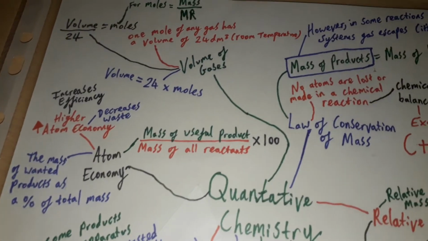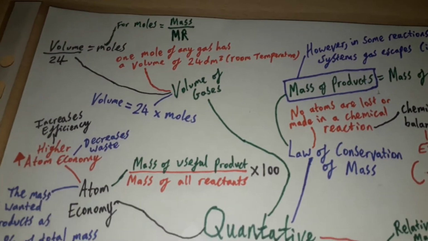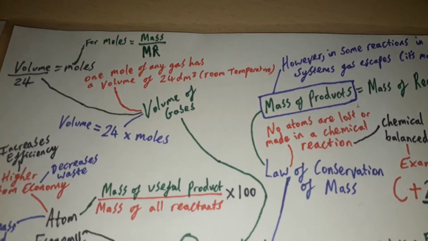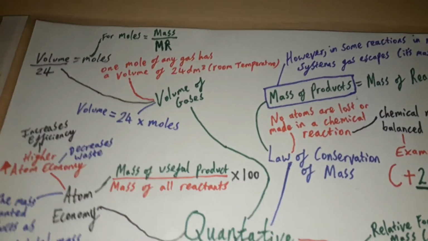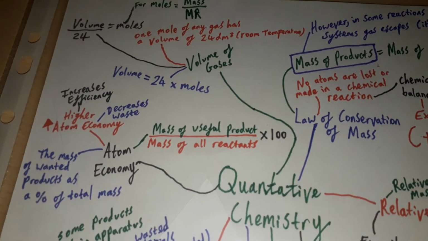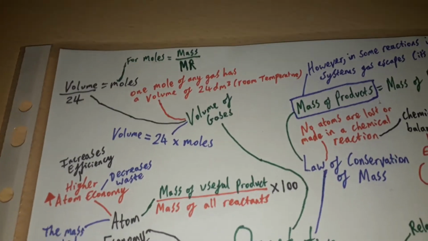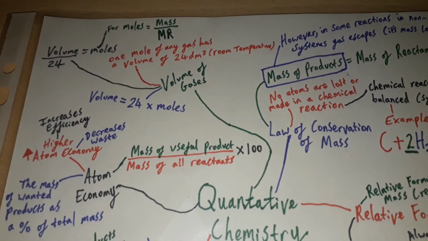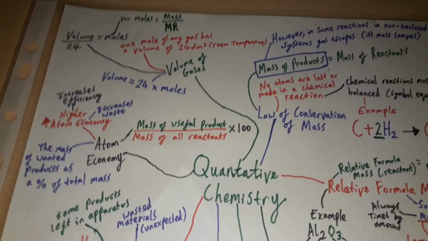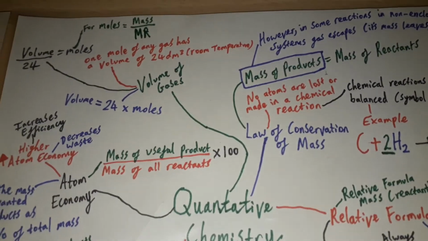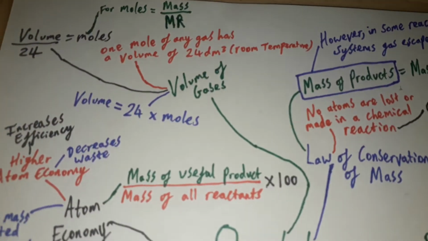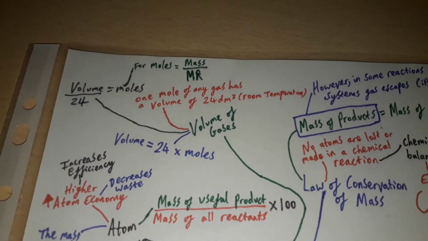So yeah, next let's look at the volume of gases. 1 mole of any gas has a volume of 24 decimeters cubed, which is very specific. This is at room temperature and at normal pressure. So through this we can find that volume equals 24 times the moles. So this means that if we want to find the volume of a gas, we can just do 24 times the amount of moles if we know the amount of moles it has. Also, we can twist this around so that volume divided by 24 equals the moles if we don't know the moles.